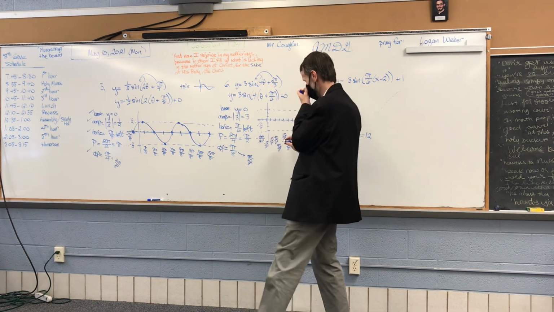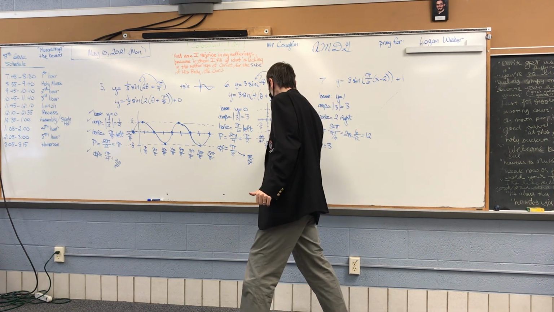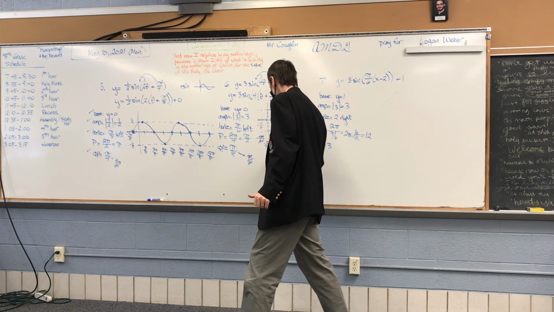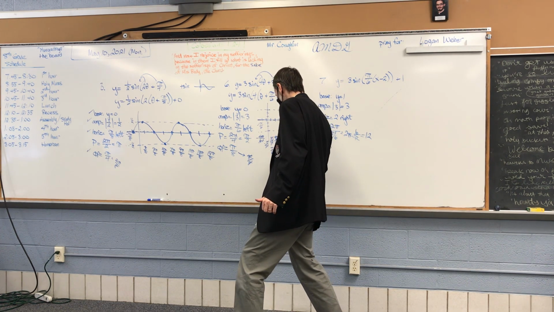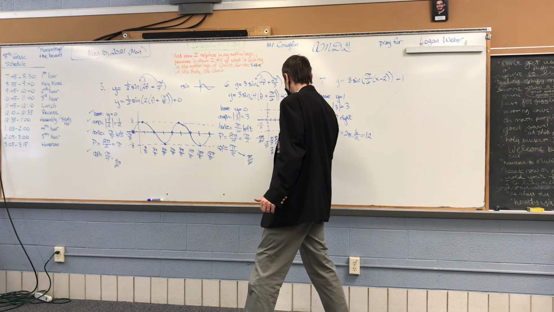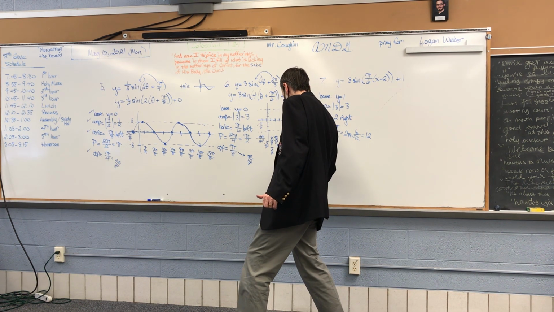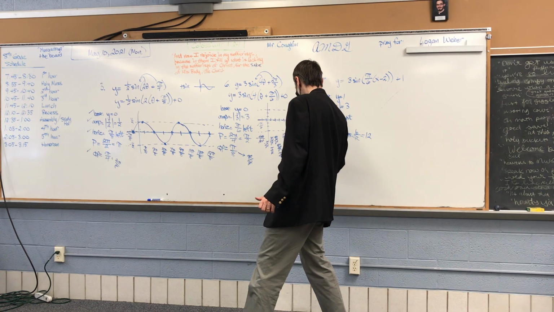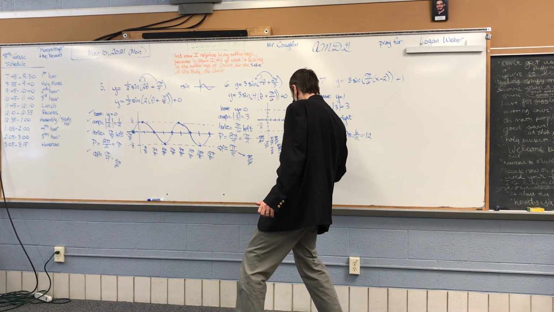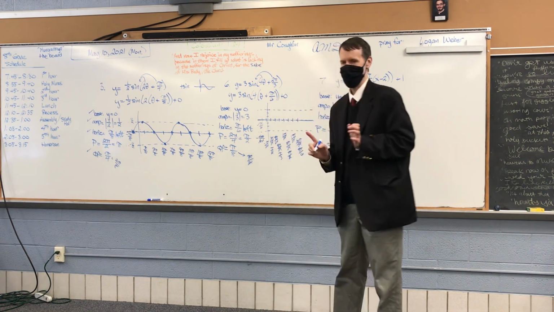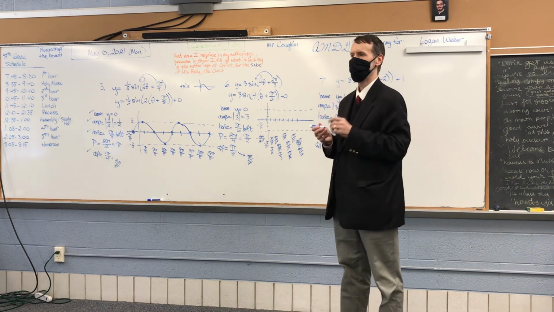Now the ones that do reduce: 2 pi over 24 is pi over 12. 8 pi over 24 is pi over 3. 14 pi over 24 is 7 pi over 12. And 20 pi over 24 is 5 pi over 6. Do reduce them all away. So good question.